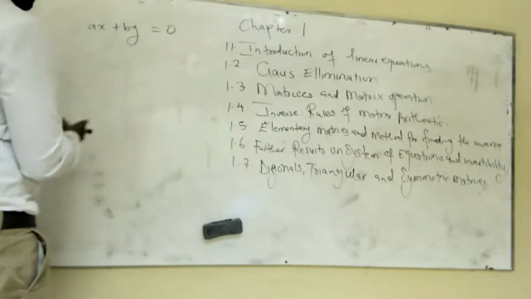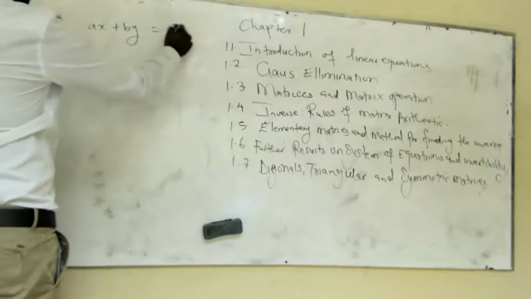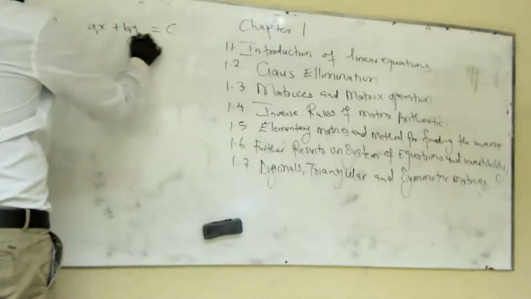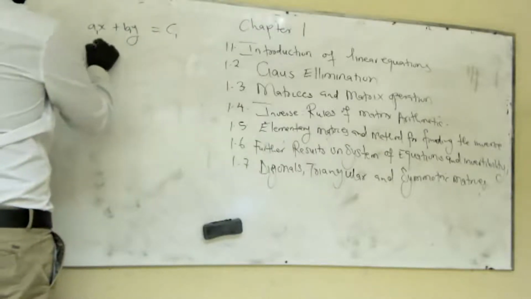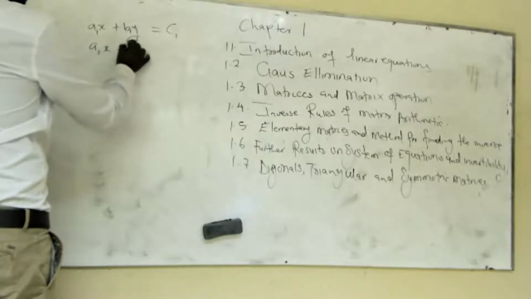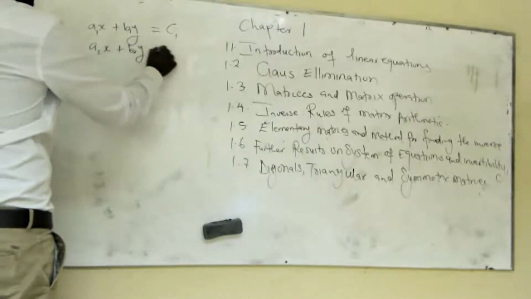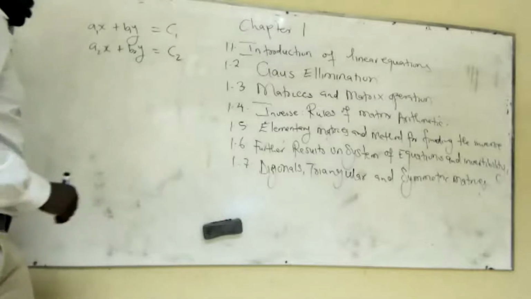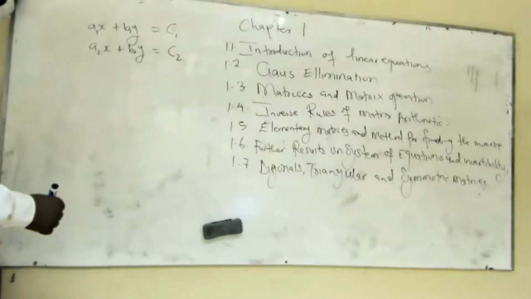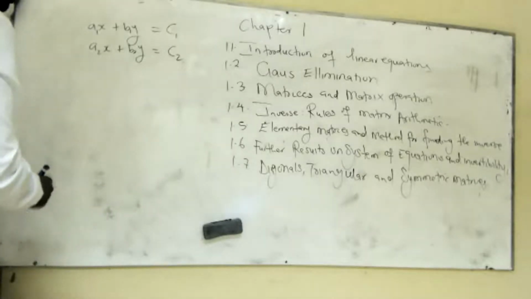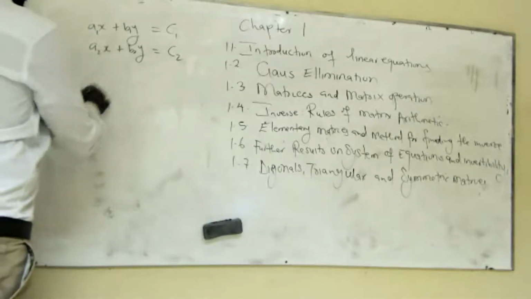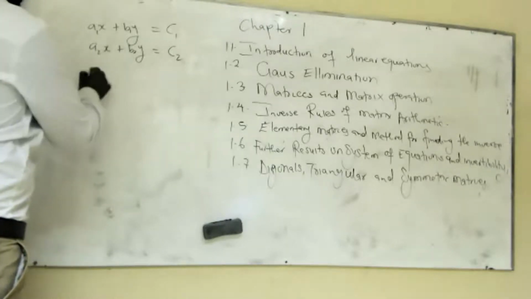For example, if you see this question, we have A1, B1, and C1, and then A2 x plus B2 y is equal to C2. Now this is called a linear system. It's given in that form. But now, what is a non-linear system?